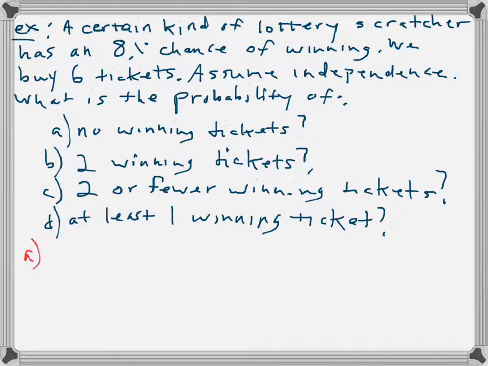Fine. All right, so A, the probability of getting no winning tickets. A couple ways of doing this. We could use binomial, but it's actually simple. Since there's a 92% chance of not getting a winner on each ticket, and we're doing that 6 times, it would be 0.92 times 0.92 times 0.92, and so on for 6 tickets. So that's going to end up being 0.606.